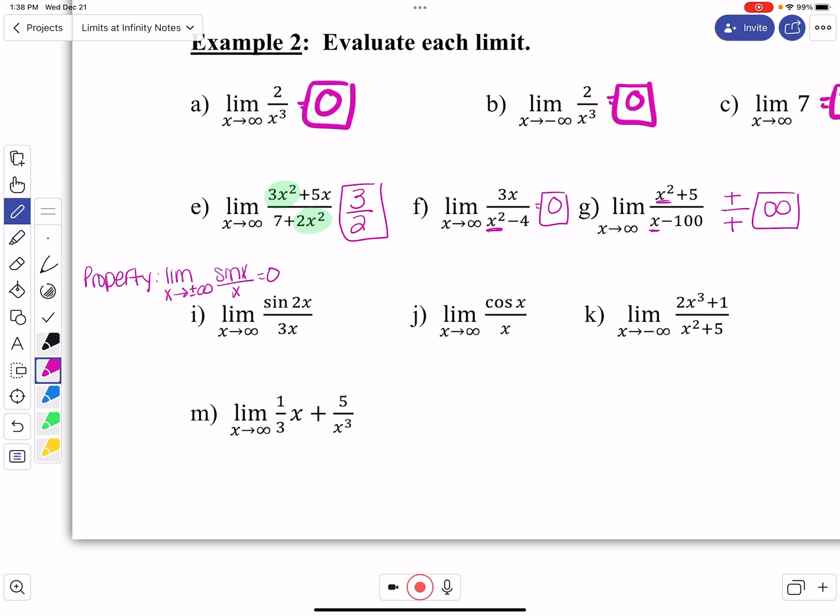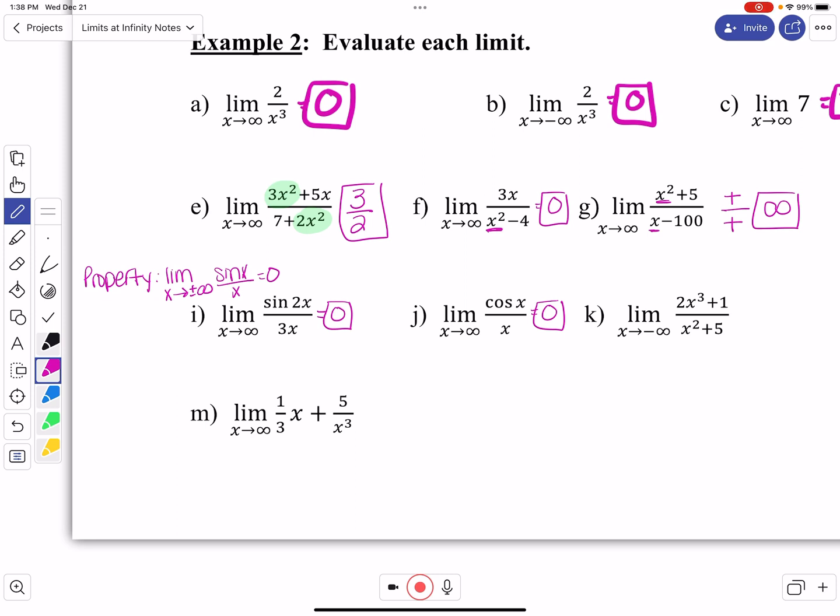Now, if we have numbers thrown in there, there's a rule that says we have to multiply to get the same on top as on the bottom, but I'm not going to go through all that. So just know that if it involves sine and cosine, it's going to be 0, and it doesn't matter if it's positive or negative. So on J, this one is also going to be 0.